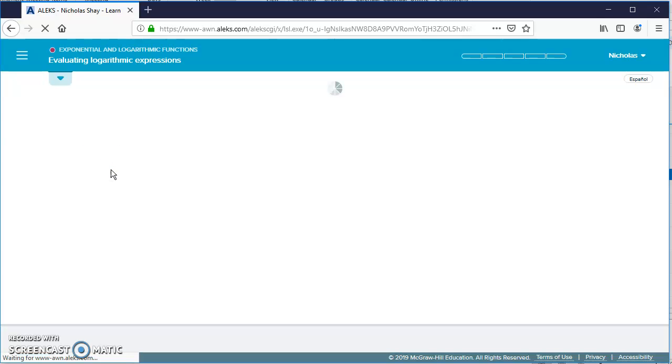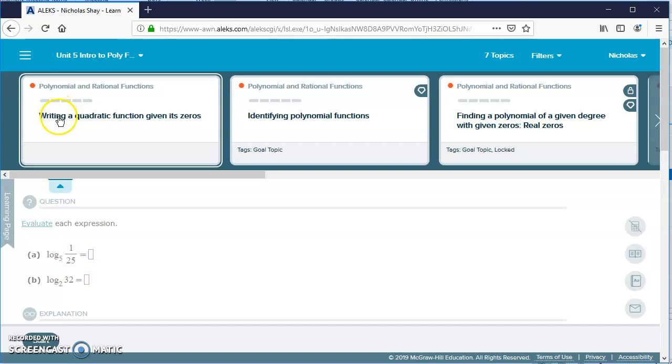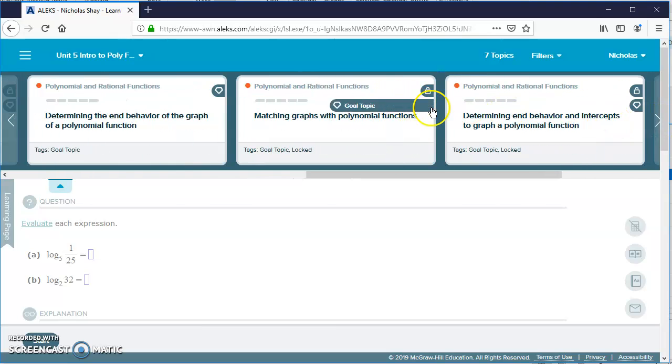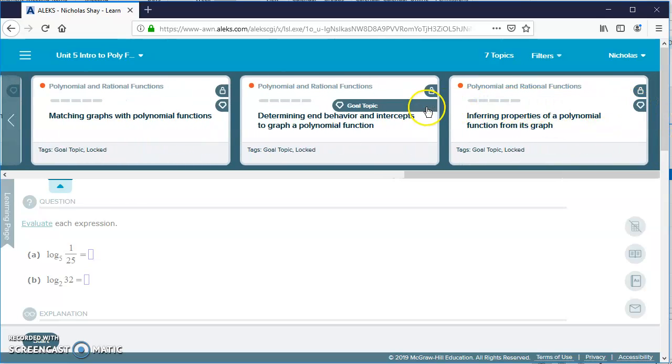So when I click to continue my path or work ahead, and I click on this right here, it's going to bring up a list. We can see that these starred ones, these are our goal topics. So these are the topics that we are in fact going to need to be finishing to achieve our topics.